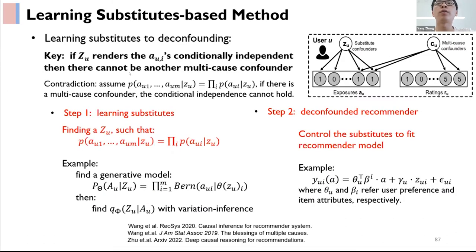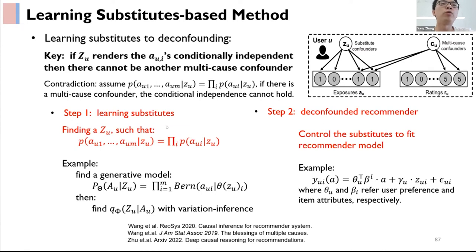For the multi-cause confounders, they have a good property: if we find a variable Z such that conditioned on Z, the exposures become conditionally independent of each other, then there are no other multi-cause confounders except Z. With this property, we can solve the unobserved confounding issues.